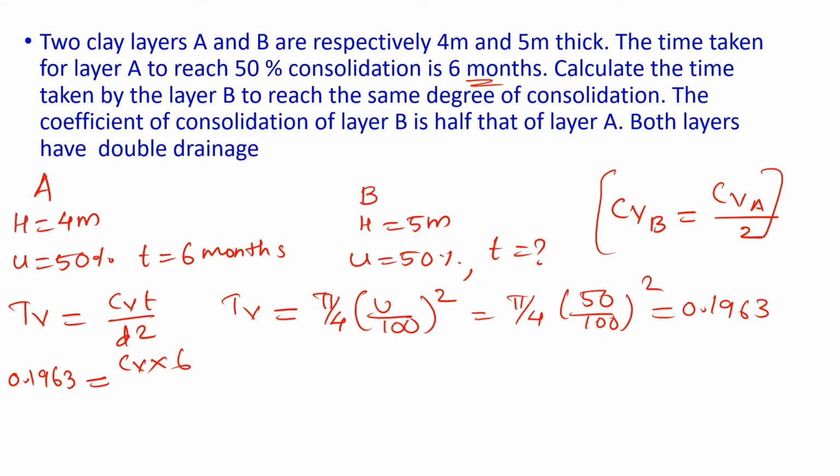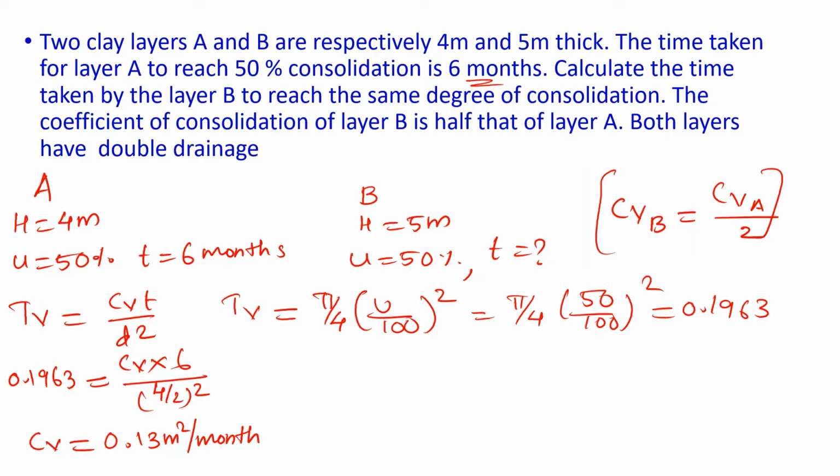So time is 6 months divided by H squared, with double drainage condition, that is H is 4 by 2 here. So from this equation we can calculate the value of coefficient of consolidation. We will get it as 0.13 meters square per month, because we took time in months.